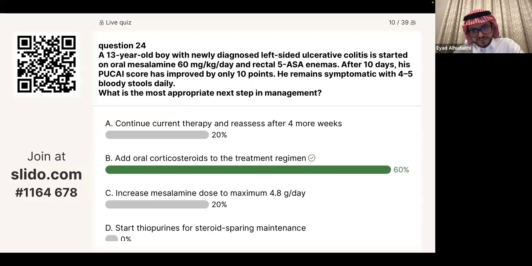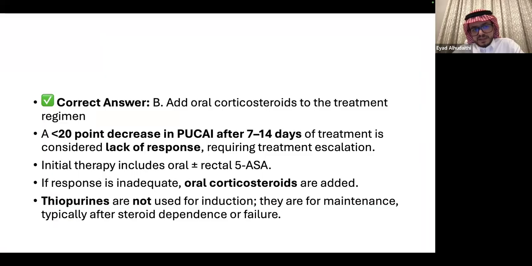So you are right. As we said, we should have more than a 20-point drop in PUCAI. A decrease of less than 20 in PUCAI after 7 to 14 days of treatment is considered lack of response. So we will call it refractory.